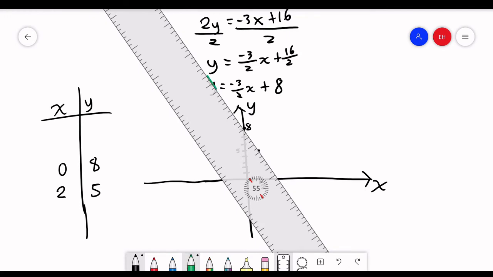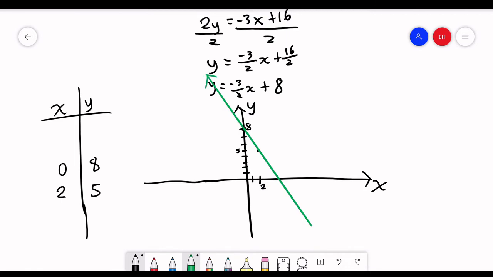So the moral of the story is, if y is not by itself, the first thing you should do is get y by itself, and then you can just plug in 2 points and connect the dots.